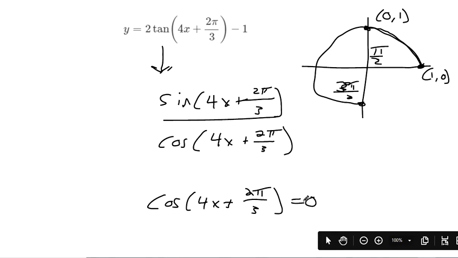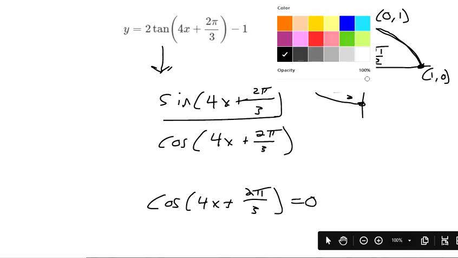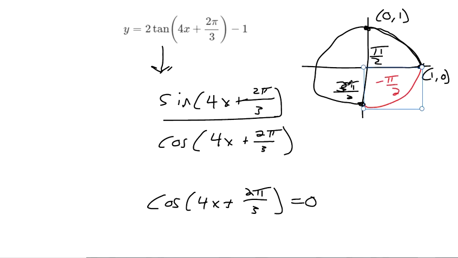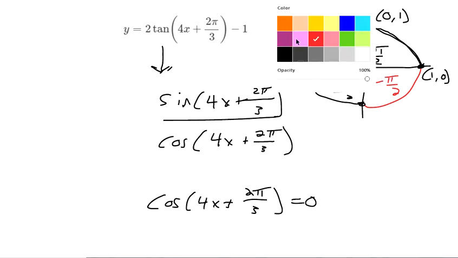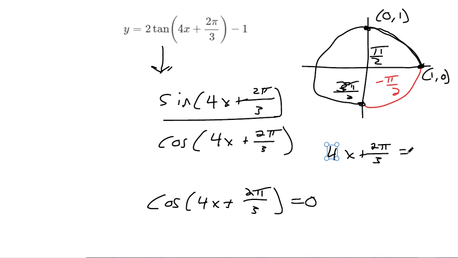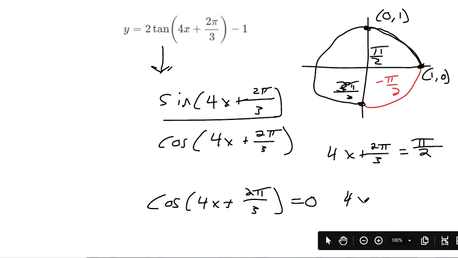Okay, so we want to set the denominator equal to 0 so that we can find the asymptotes. That means the inside has to equal pi over 2, or remember the other option is you could have negative pi over 2. That's another way of saying 3 pi over 2. They're the same angle. They have the same terminal side. So we want to set the inside, 4x plus 2 pi over 3, equal to pi over 2 and solve that equation. And then we want to set the inside equal to negative pi over 2.